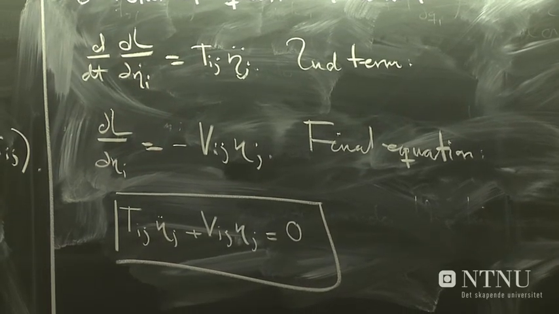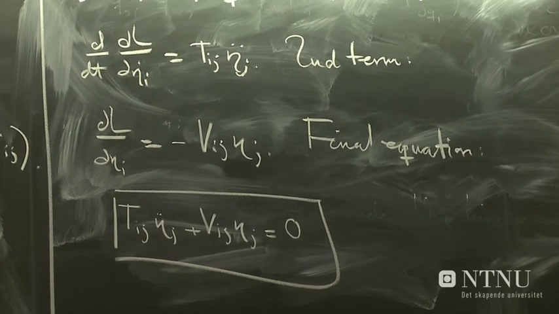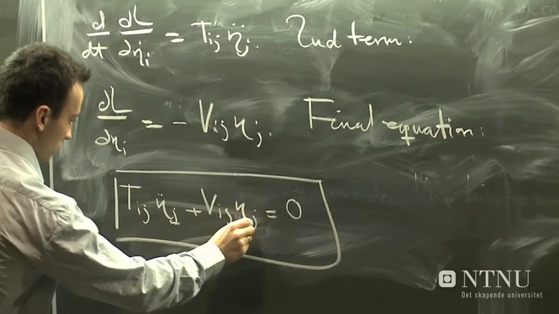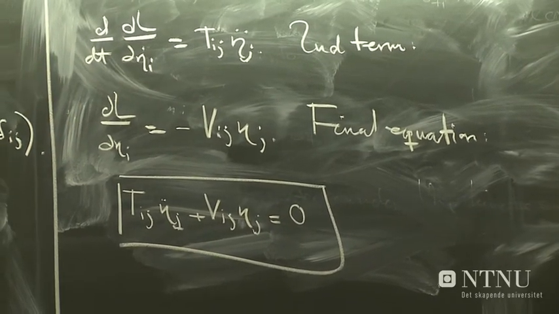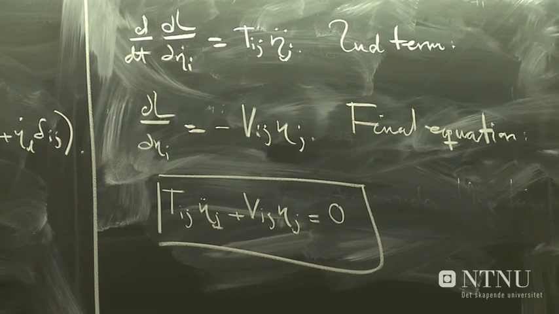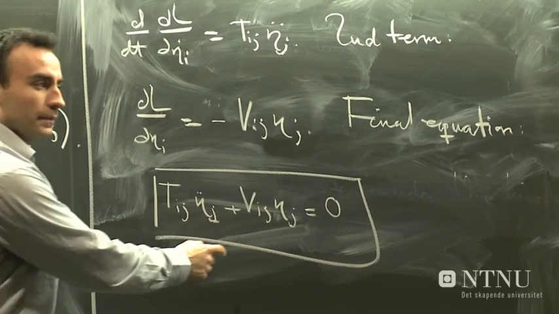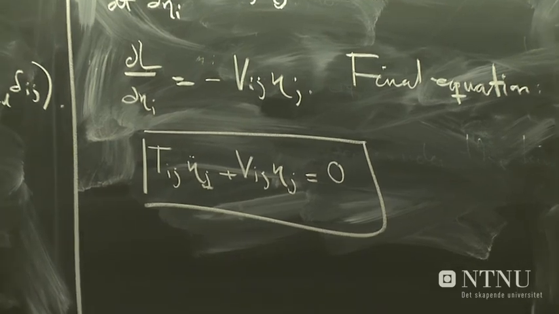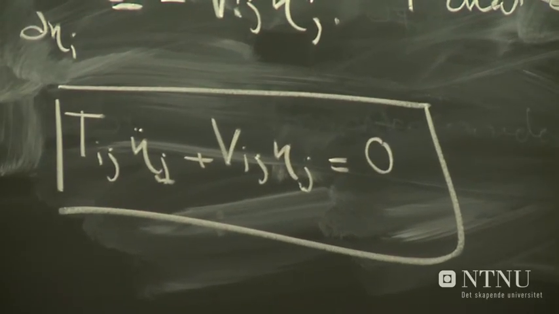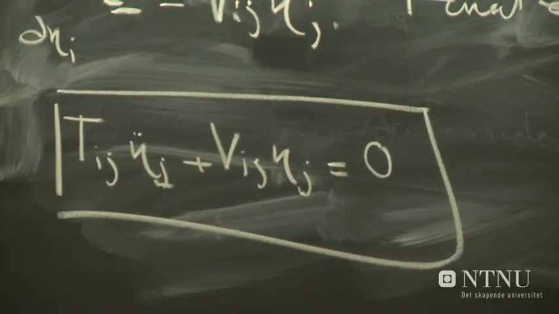So our equation of motion for the generalized coordinate qi looks like this. And we'll have a few more things to say about this after the break.